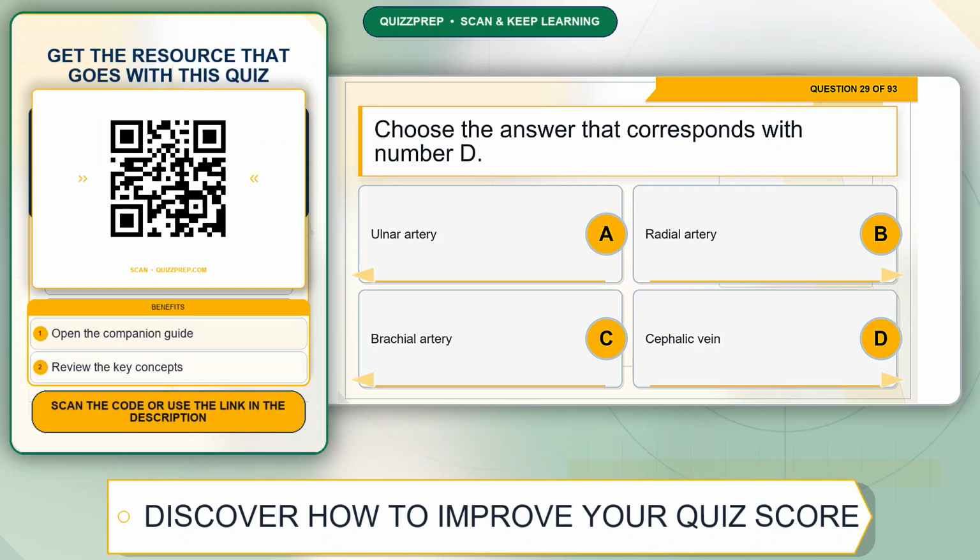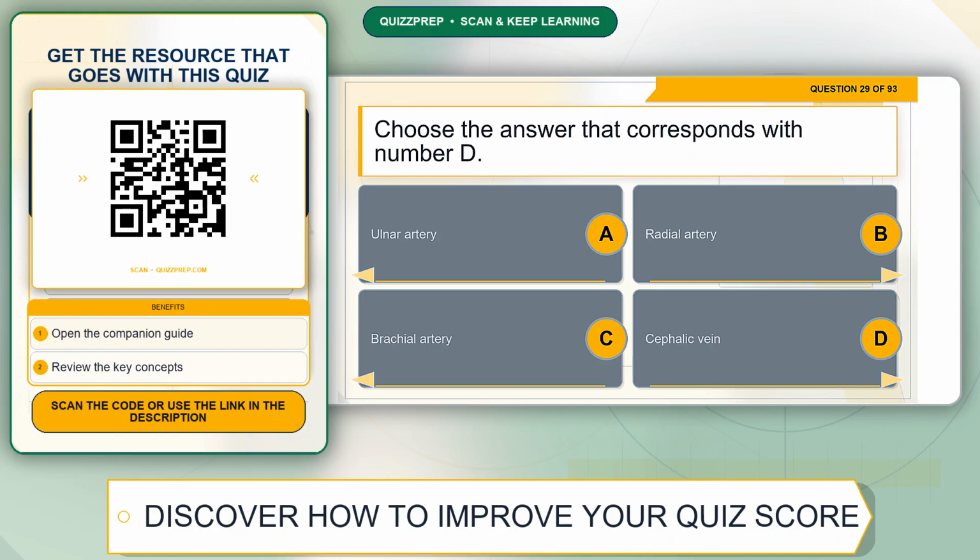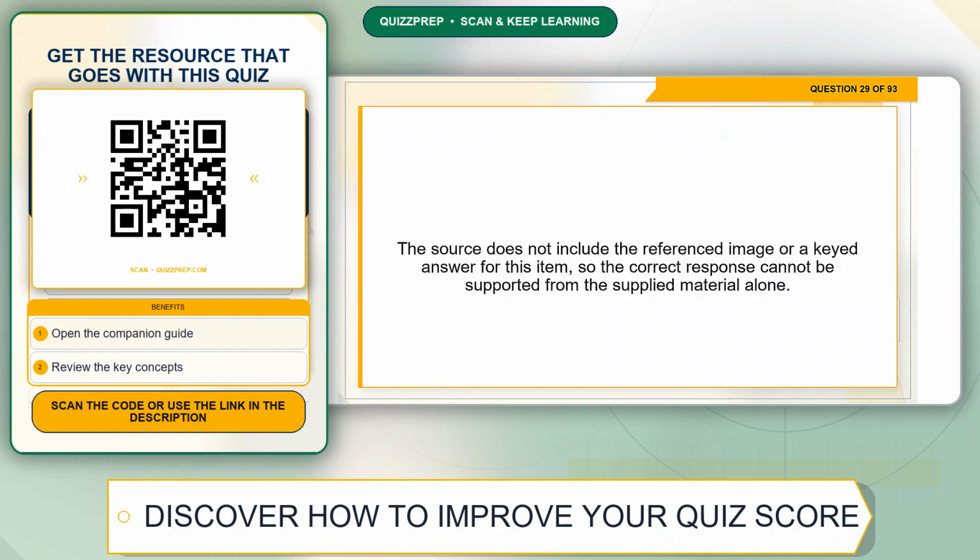Question 29. Choose the answer that corresponds with number D. Option A, ulnar artery. Option B, radial artery. Option C, brachial artery. Option D, cephalic vein. The correct answer is now shown. Explanation. The source does not include the referenced image or a keyed answer for this item, so the correct response cannot be supported from the supplied material alone.